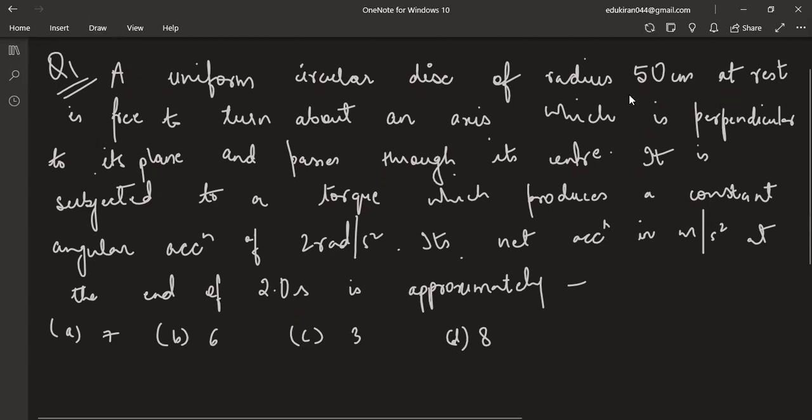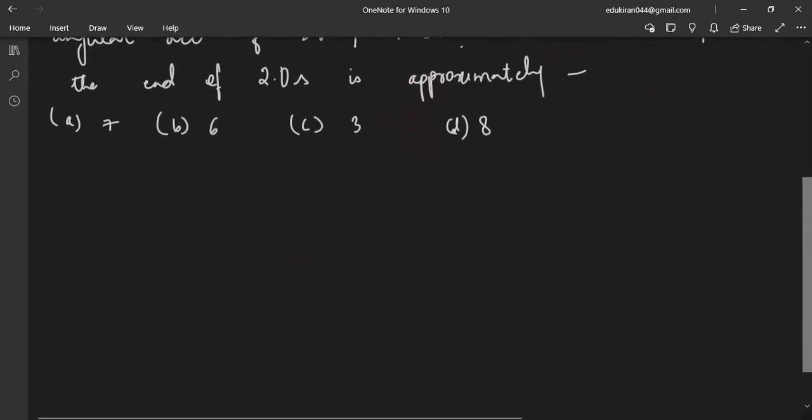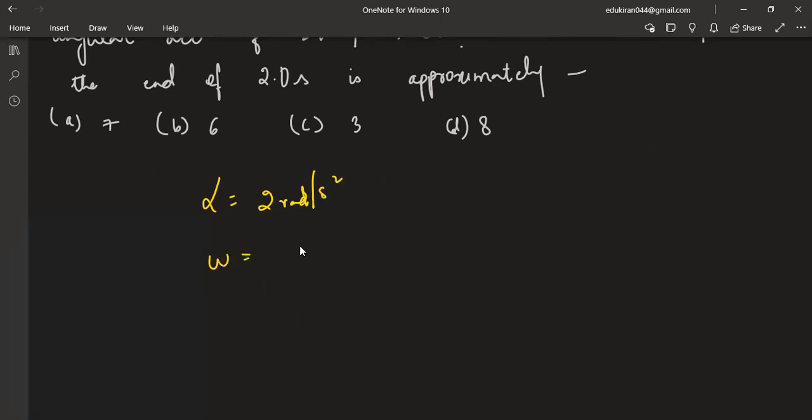Yes, good. So 3 students have answered it correctly. It's good. Saifullah, Hanifa, and Ellen. See, class, in this question, alpha is given to you. Angular acceleration, this is given to you, 2 radian per second square. Omega is alpha t, right? So if you multiply 2 seconds with this 2, 2 into 2, this is going to be 4 radian per second.